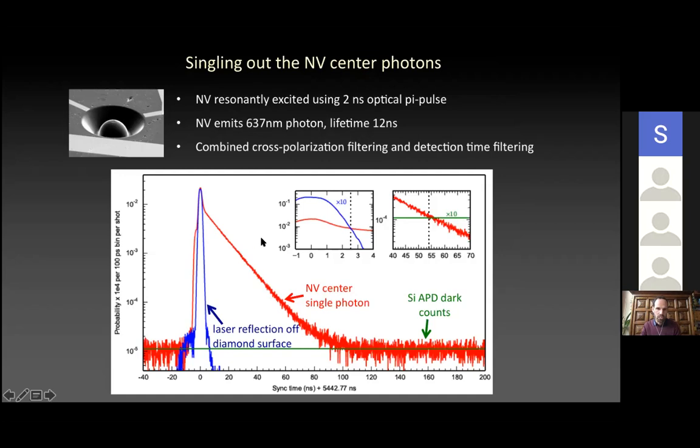The second part that you can see in this graph is that we do detection time filtering. What you see here is as a function of time. The blue pulse is if we only apply a laser pulse, you see light that is reflected from the diamond. And then in red, you see what happens if we are also resonant with an NV center. The most important part is this part, because you see here the exponential tail. This is a log scale, the exponential tail showing the single photon emission of the NV center. At some point, this drowns in the background noise because you get dark counts from the silicon APD.